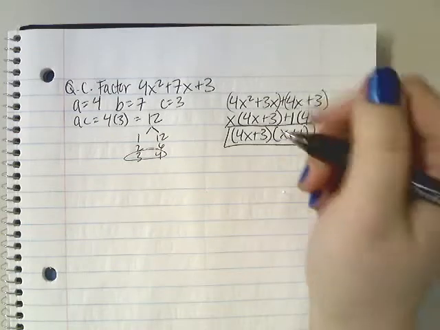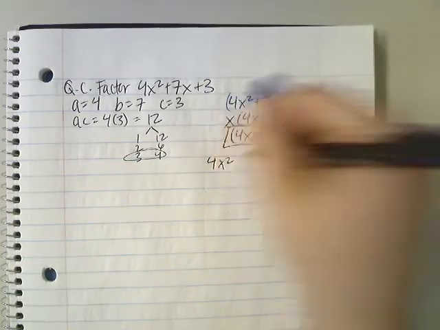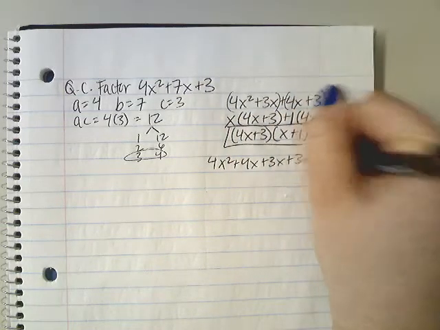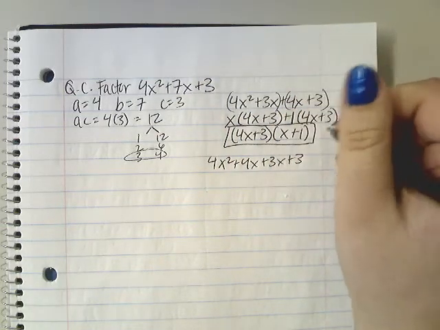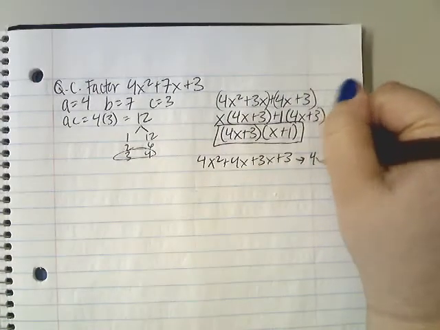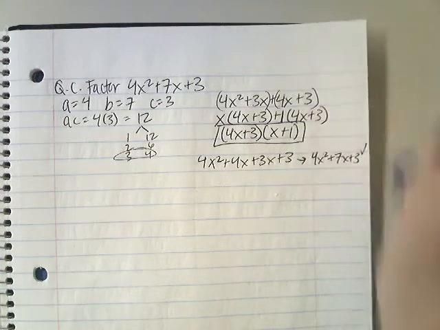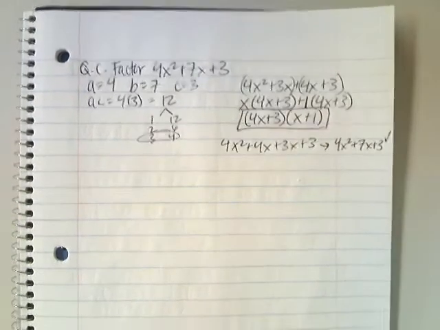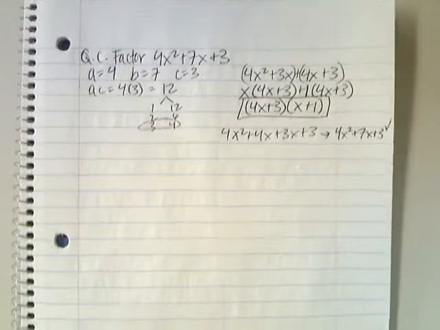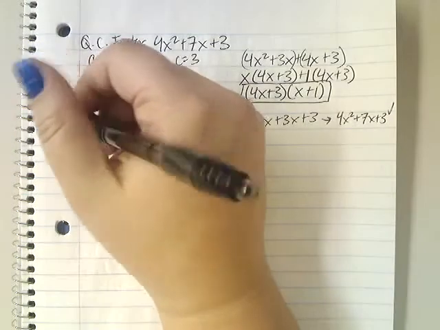I can check it for good measure, so when I redistribute, I get 4x squared plus 4x plus 3x plus 3. I combine my like terms, and I get, I'm going to write it over here for the sake of space, 4x squared plus 7x plus 3, which is indeed the original trinomial we started with, so we have solved that correctly. All right, we're going to do another example with some negatives just so we can see what that will look like with the middle term splitting method.